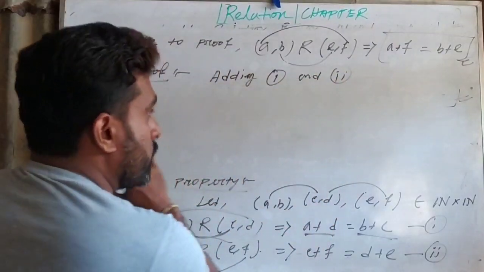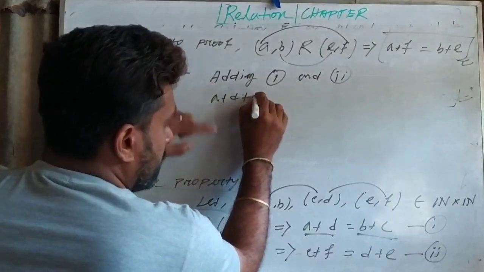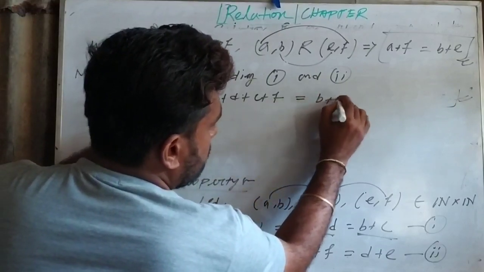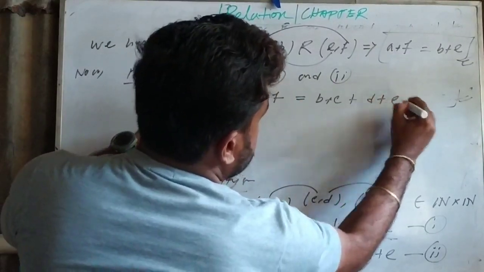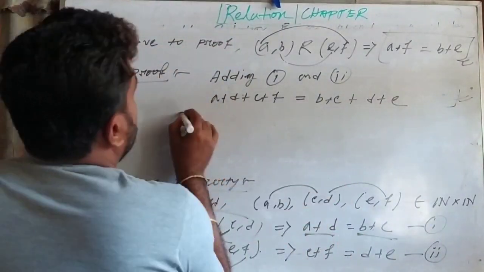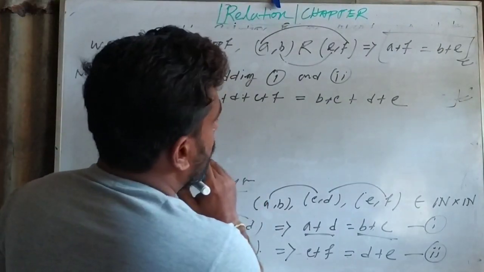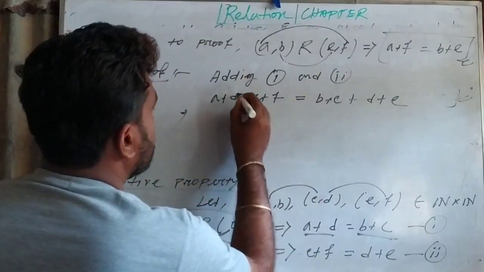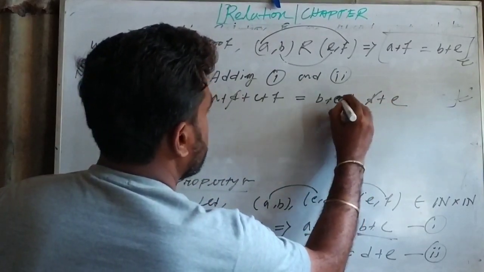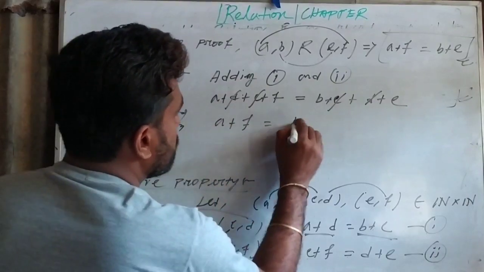Now adding 1 and 2, A plus D plus C plus F equals B plus C plus D plus E. Now something will be cancelled here. So here I think D cancels, and this is C actually, C cancels. Now you can see A plus F equals B plus E.